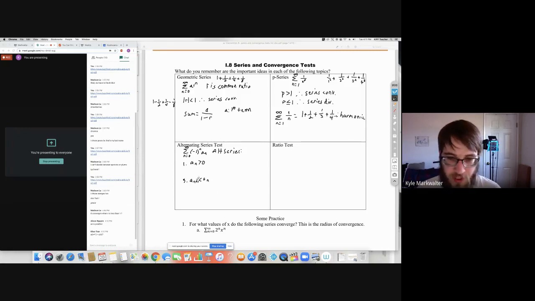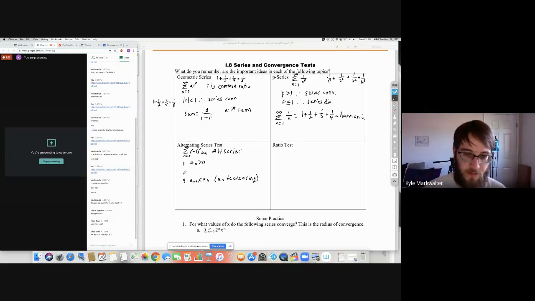Eventually, we get to the point where the next term is less than the previous term, which essentially means for us that a sub n has to be decreasing. Think about it: if a sub n plus 1, the next term, is less than a sub n, the previous term, then a sub n is decreasing. And our middle condition to check is that the limit as n approaches infinity of a sub n has to go to 0.